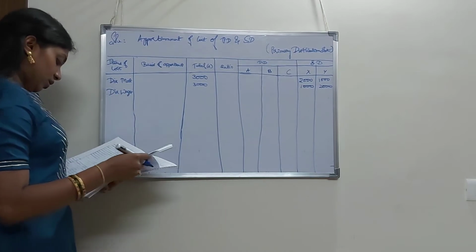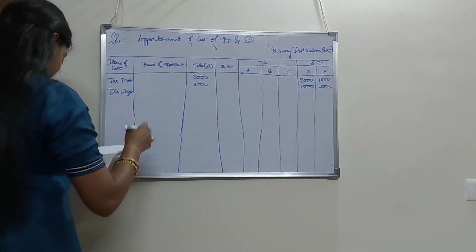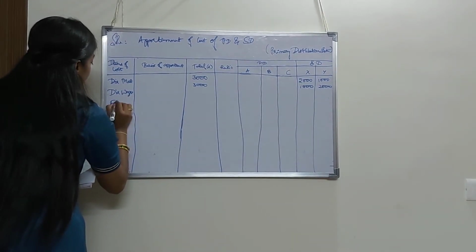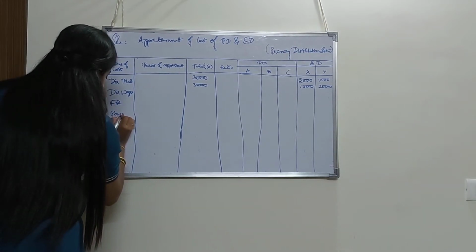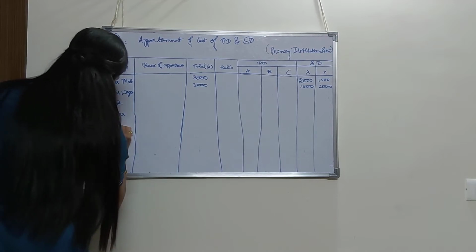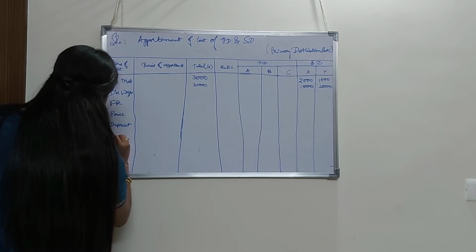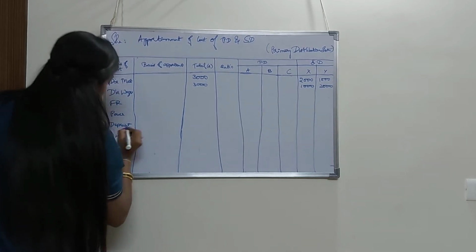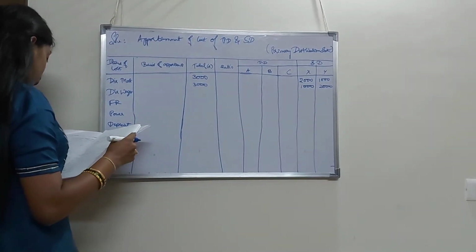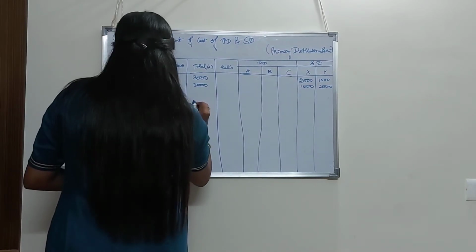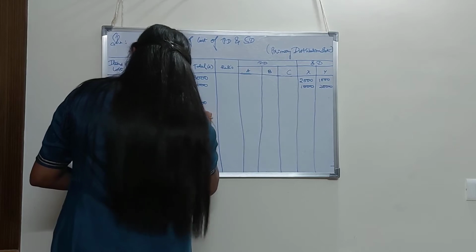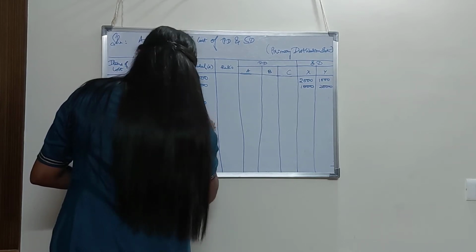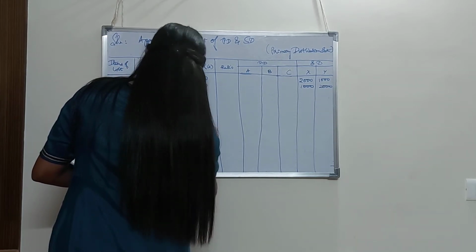Next, we have factory rent, then power, depreciation, then other overheads. And I've told you, write down the amount in the total column, and the totals would be 4,000, 2,500, 1,000, 9,000.